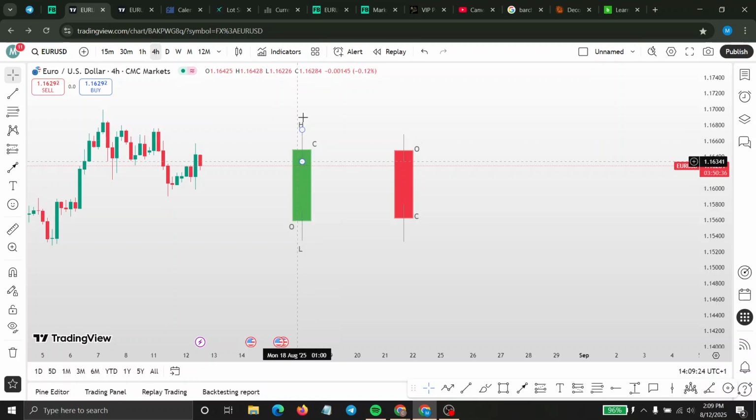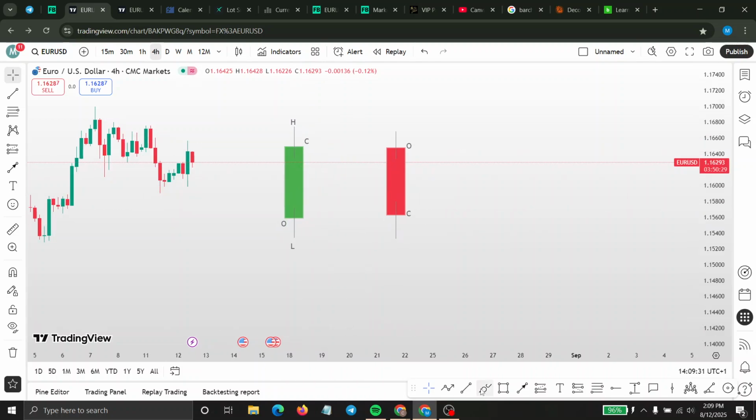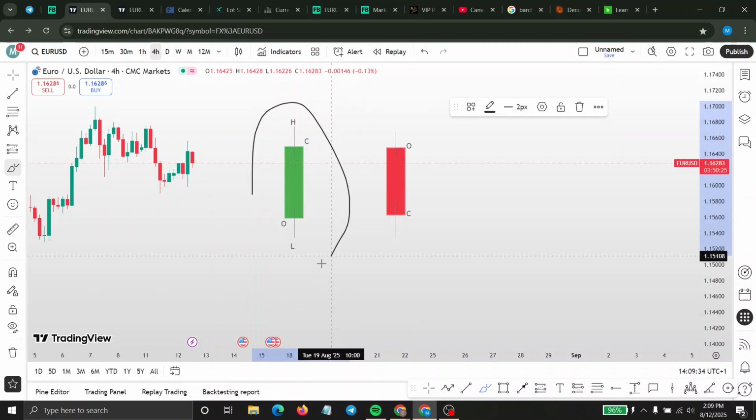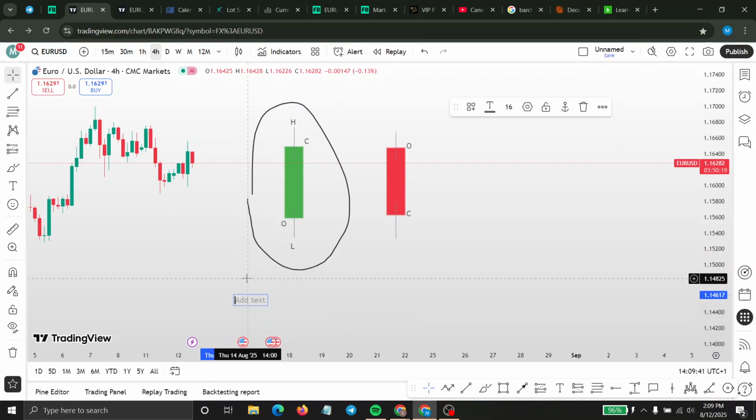Now, with the bullish candle, this is the high, the low, the open, the close. So this tells us that for a candle to form, it must have what we call OHLC. OHLC. The O is the open.